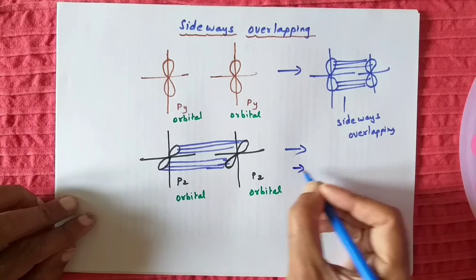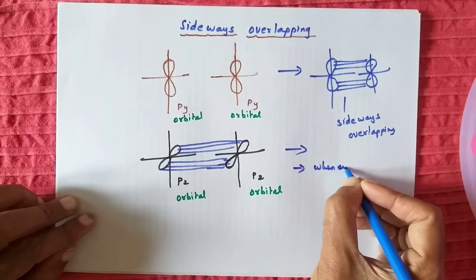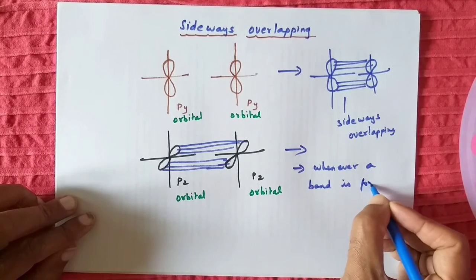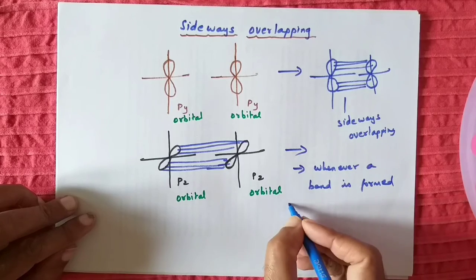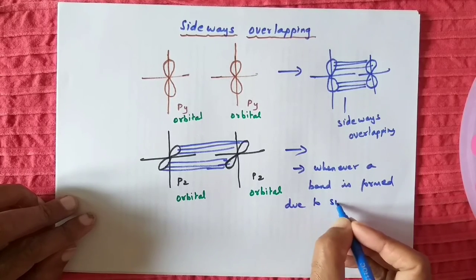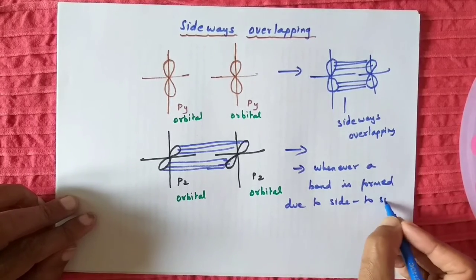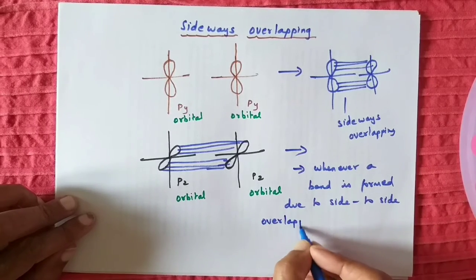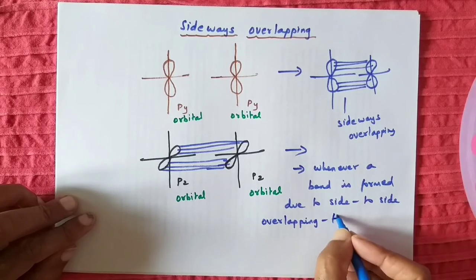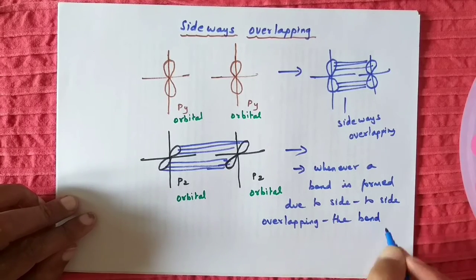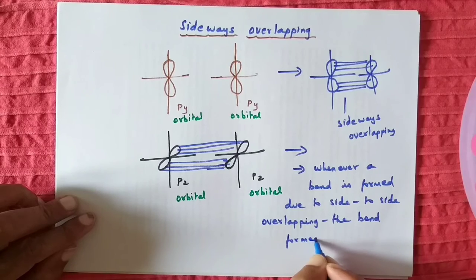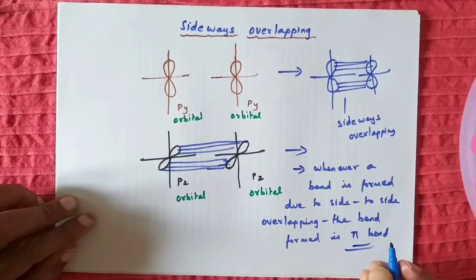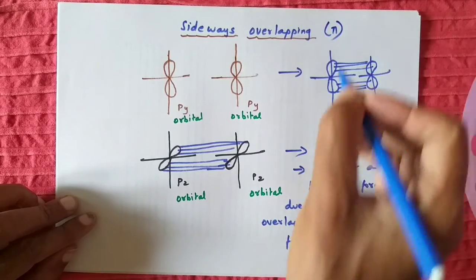Most importantly, whenever a bond is formed due to side overlapping, the bond formed is a pi bond. So this is the basic idea about the sigma bond and the pi bond.